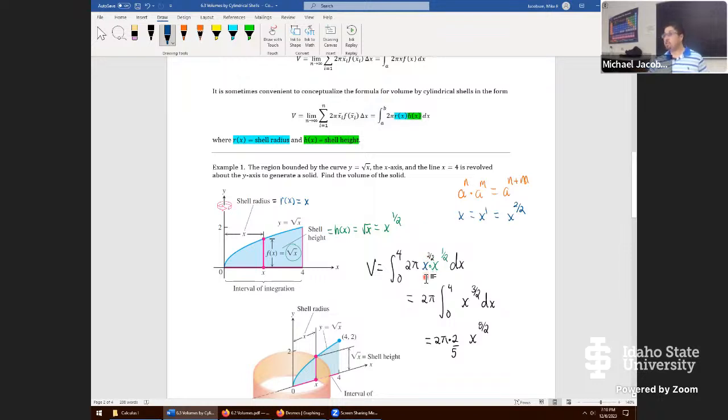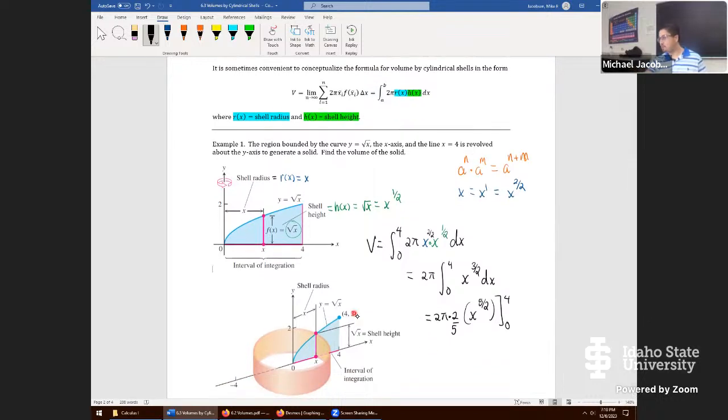Other questions so far? Okay, well, let's take this 2 pi times 2/5. We can leave that all factored out in this format and evaluate x power 5/2 from 0 to 4. Now we're going to get our exact volume. Let's see, we can consolidate the constant, that's 4 pi over 5.